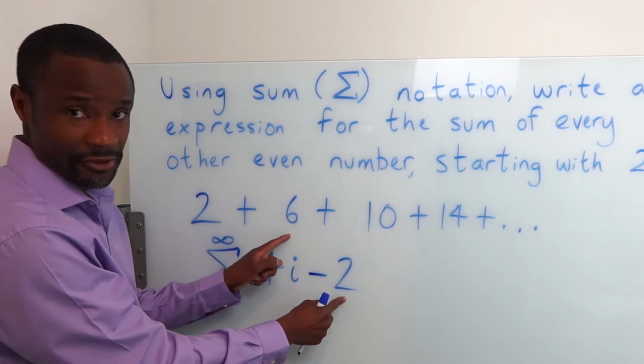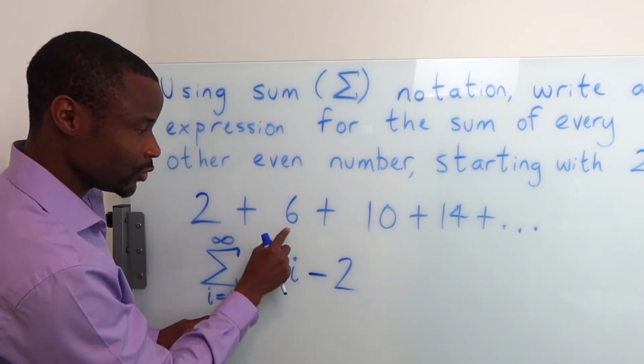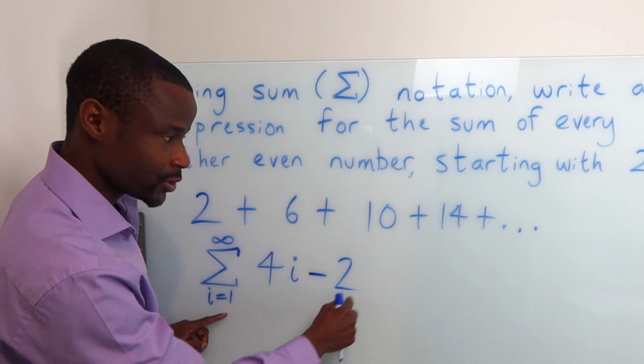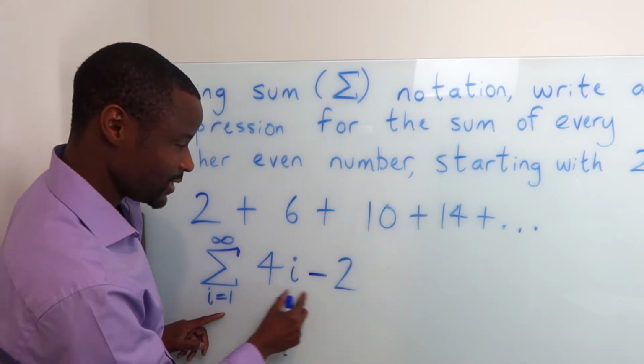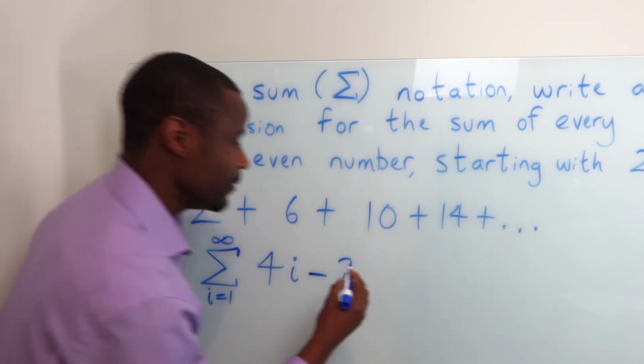That gives 2. Does it work for the second term? Let's see. 4 times 2 is 8. Subtract 2, you get 6. It does. 4 times 3, 12. Subtract 2, 10. 4 times 4, 16, subtract 2, 14, and so on. So this is always going to work.